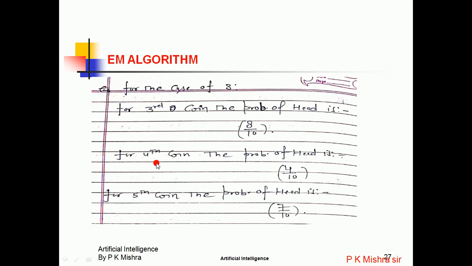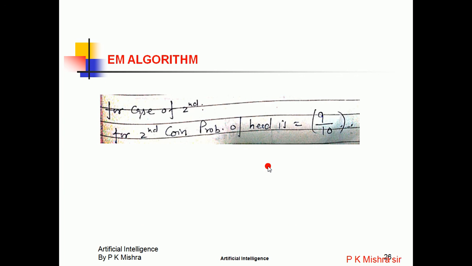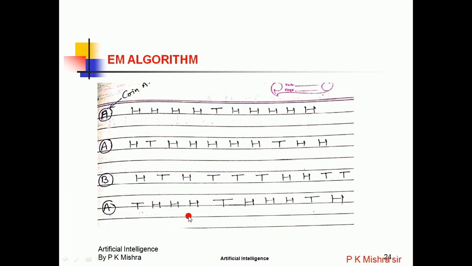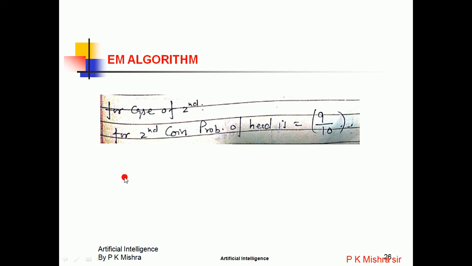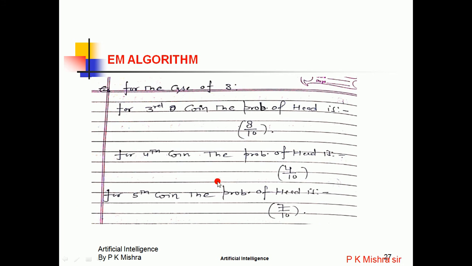Now when I use the fourth coin, the probability of head is 4 by 10. Why 4 by 10? Because we received 4 heads after flipping the coin 10 times. There are 4 heads after flipping coin B, and the total number of flips is 10, so it is 4 by 10, using this formula: the number of heads using C2 upon the total number of flips using C2, that is 4 by 10. Similarly, for the fifth coin, the probability of head is 7 by 10, because after flipping the fifth coin I received 7 heads out of 10 flips, so it is 7 by 10.